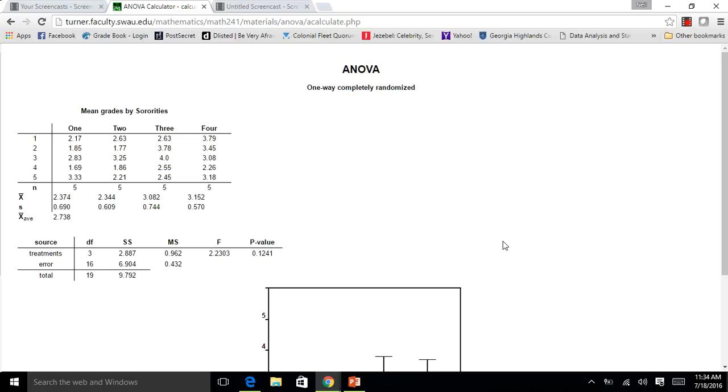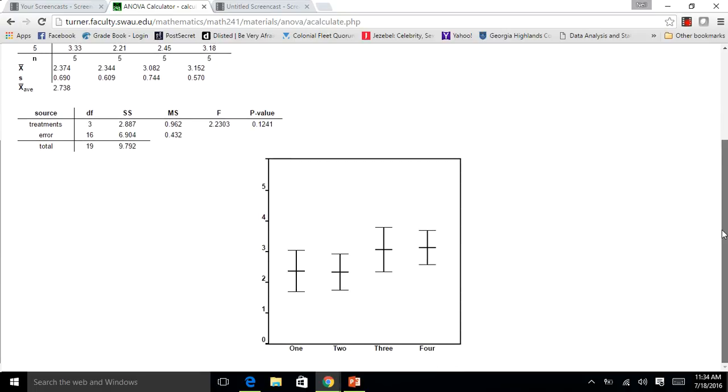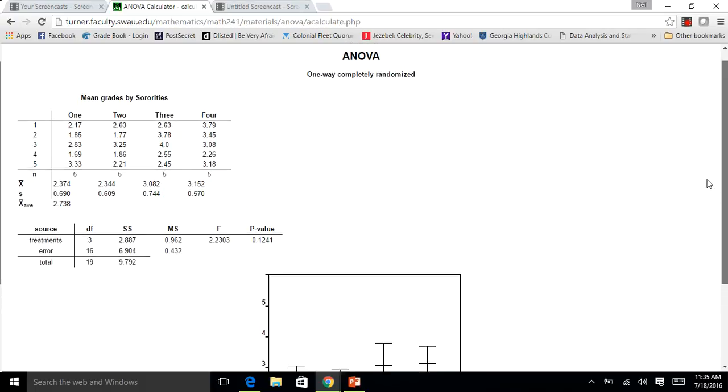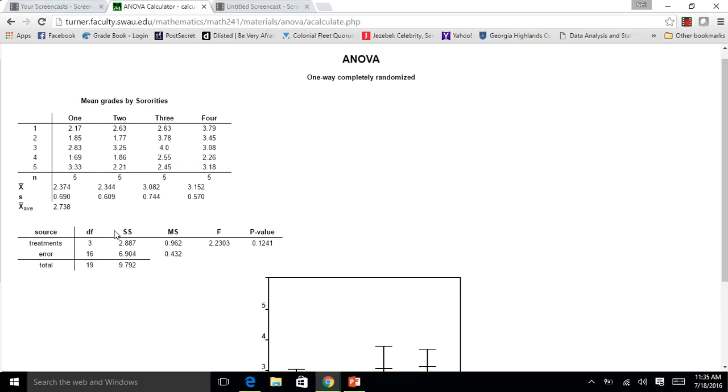All right, so let's look at the box plots. They look kind of different. There looks like there's some below and some above, so I'm not really sure what's going on here. What's really important to me is my degrees of freedom for my treatment and my errors, my F value and my P value.